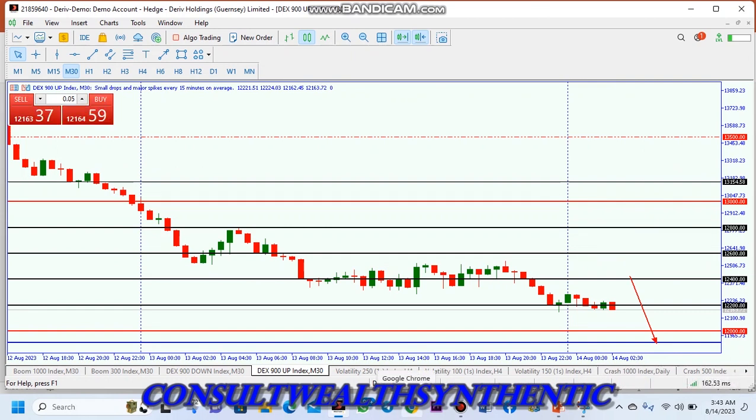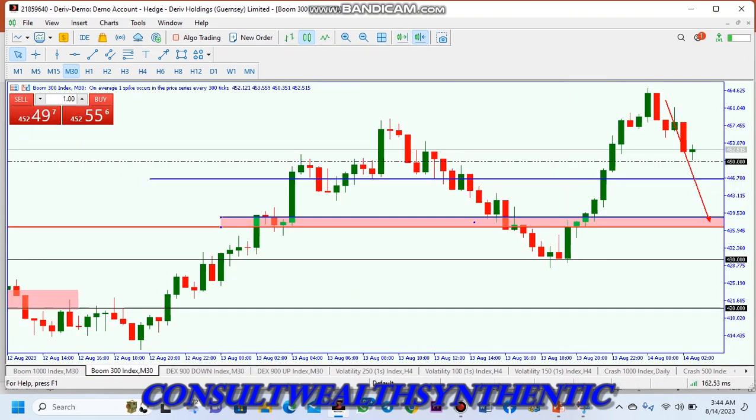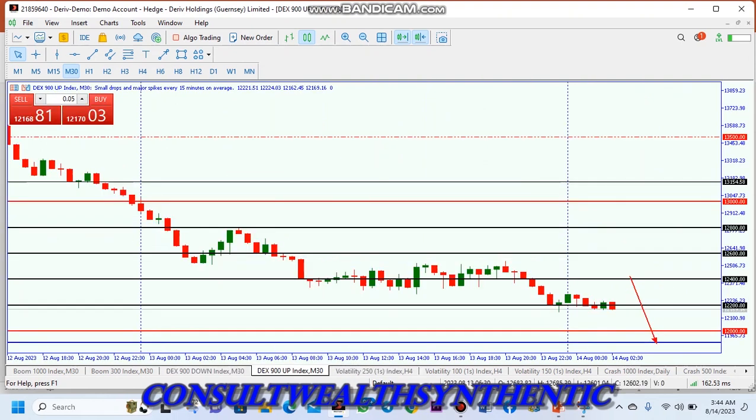So that's all for today. That's all for this week. So we look out for Boom 1000 for a sell for this week. We look for Boom 300 for a sell for this week. DEX 900 up for a buy for this week. Then DEX 900 down and up. So let's see how it plays out.